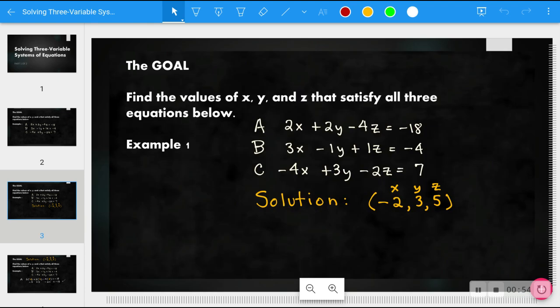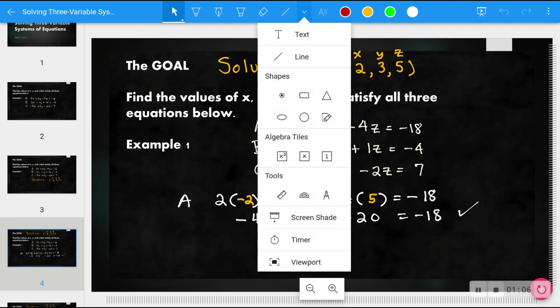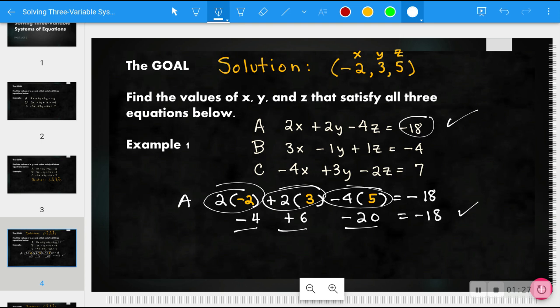Now I'll give you a peek at the answer here. The value x equals -2, y equals 3, and z equals 5 are the answers. And here's the check for equation A. When we put -2 for the x, 3 for the y, and 5 for the z, you get -4 plus 6 would be 2. 2 minus 20 would be -18, so the first equation checks.